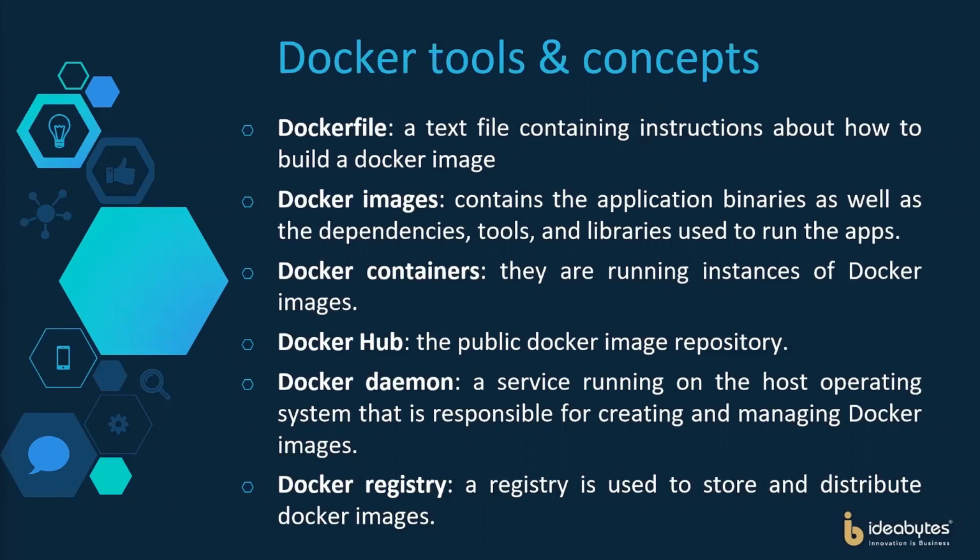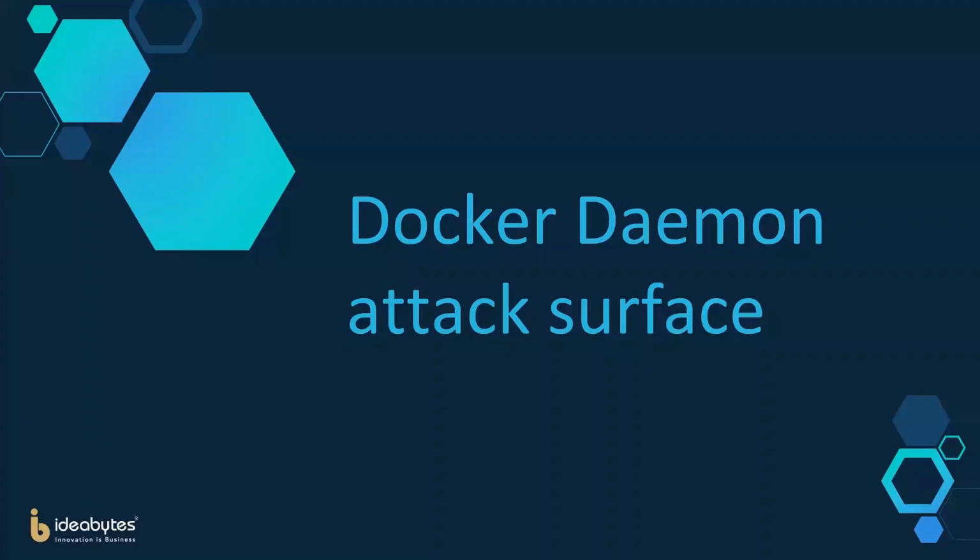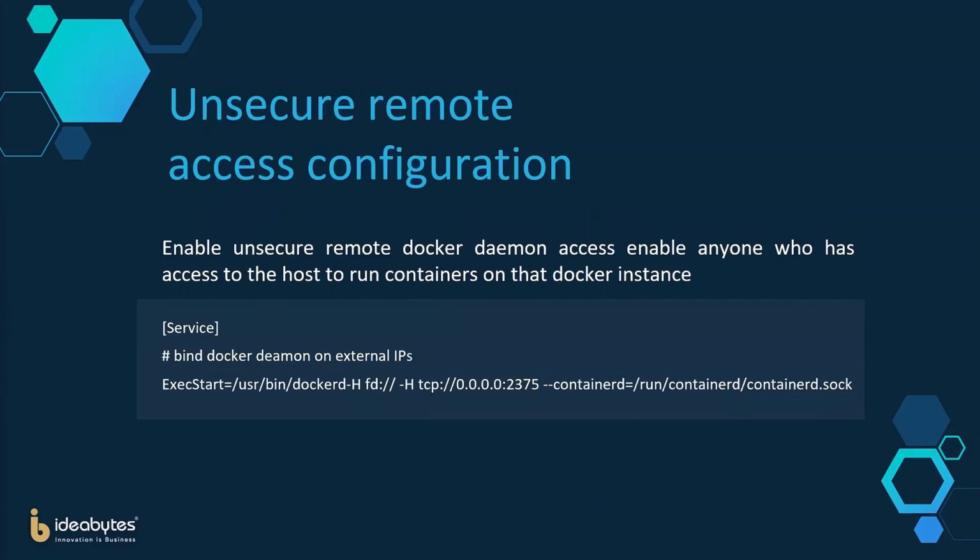So that's about the Docker tools and concepts. Let's talk about today's topic, which is Docker security. The first attack surface we will talk about is the Docker daemon. The first issue with Docker daemon security is the unsecure remote configuration. When you search about how to configure your Docker daemon, you will typically find this systemd unit description online. You create a service, you put these instructions, how to open a TCP port to run Docker. But this is very dangerous, as I will show you.